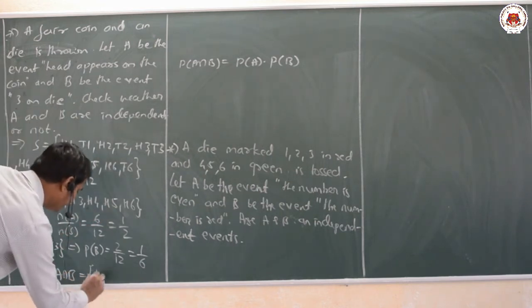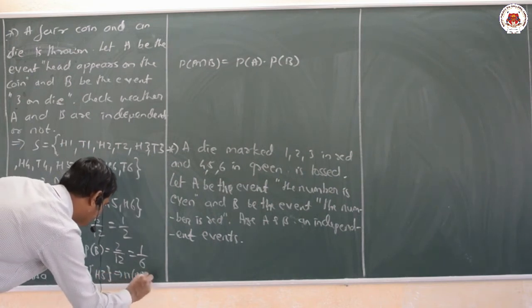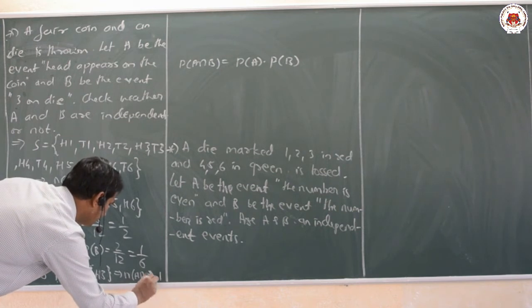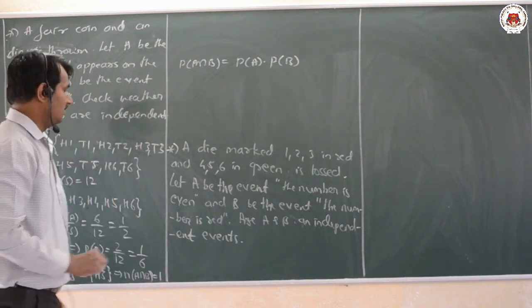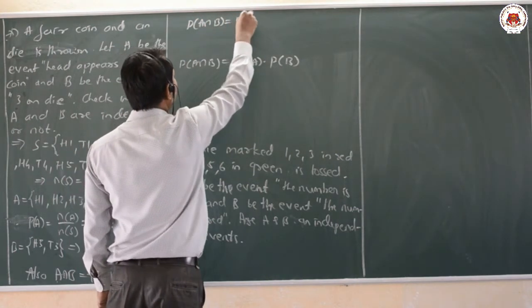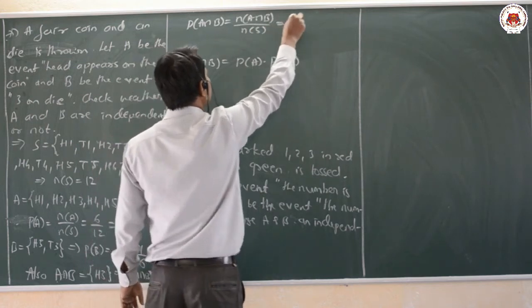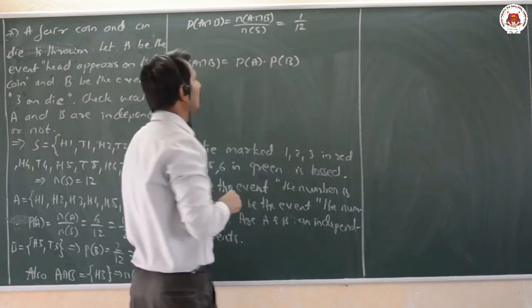H3 is the only common element, that is H3. That is nothing but N of A intersection B is equal to 1 here. Now let us look at the probability of it. Probability of A intersection B is equal to N of A intersection B divided by N of S. The value is 1 divided by 12 here.